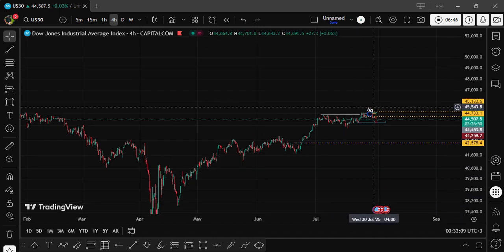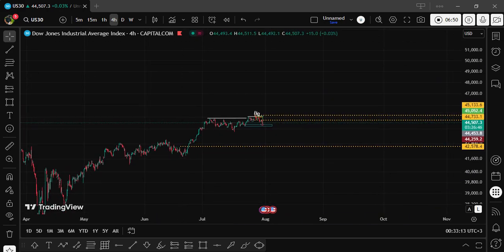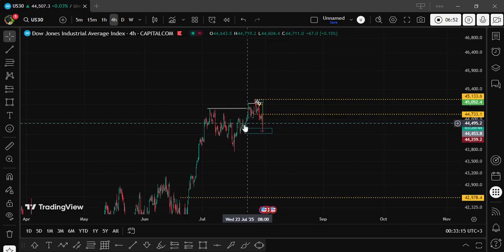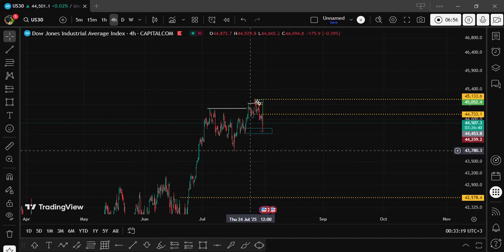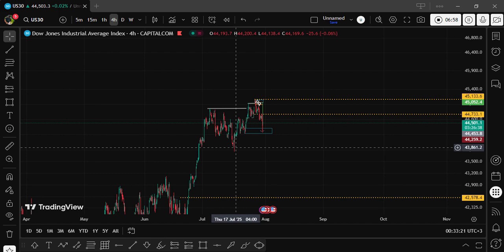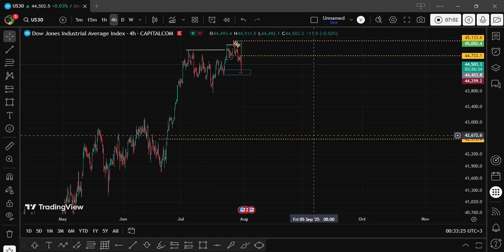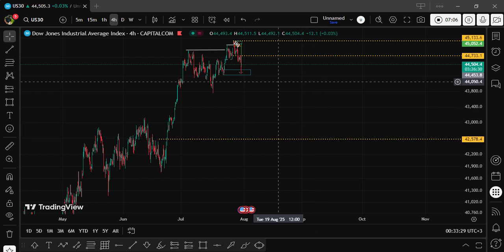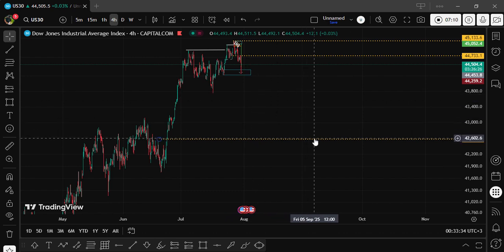Market shifted structure some time back, unless market decides to break this low right here, then we shall be bearish up to this low right here. Yeah, so you can sell US 30 if it breaks this, so you sell it up to this low right here.